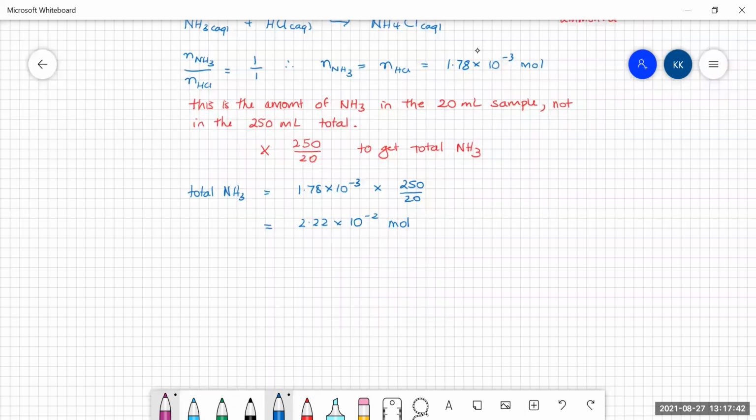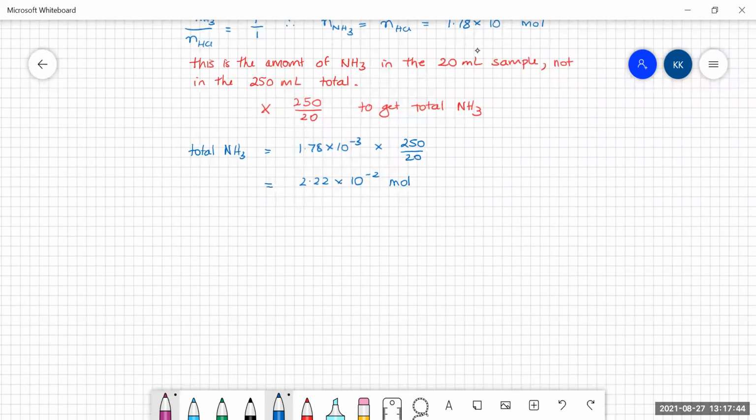So for that, we're going to need to go on and convert this to a mass. So our mass of ammonia is going to be equal to our moles times our molar mass. Our moles is 2.22 times 10 to the minus 2. And our molar mass is 14.01 for the nitrogen and 3 times 1.01 for the hydrogens. And that's going to give us 0.379 grams.